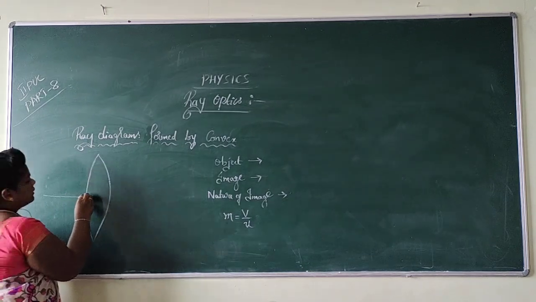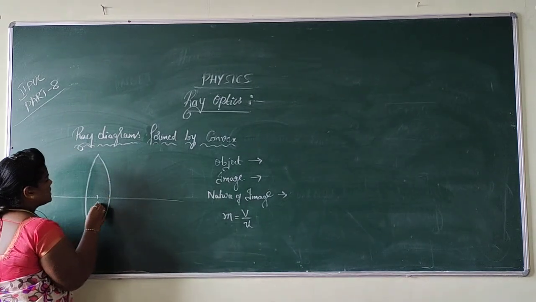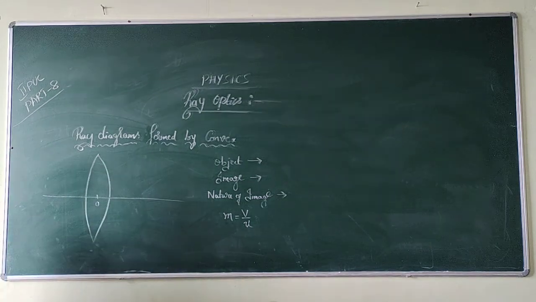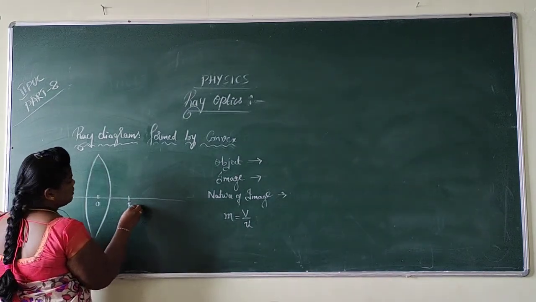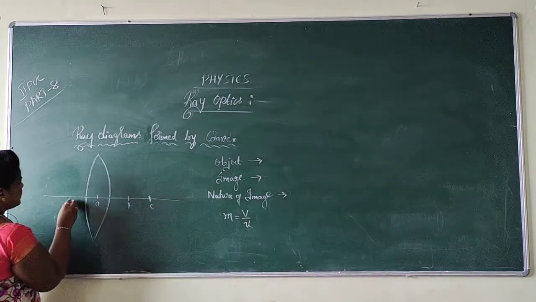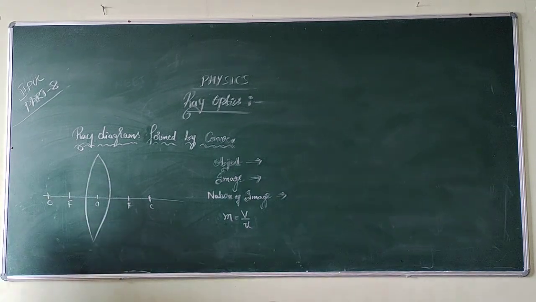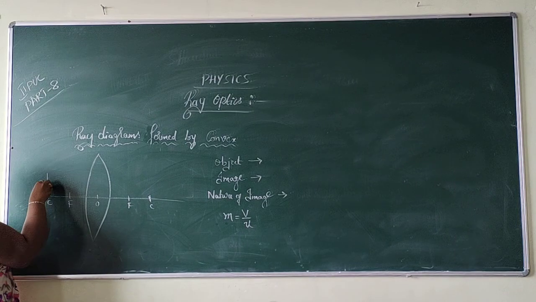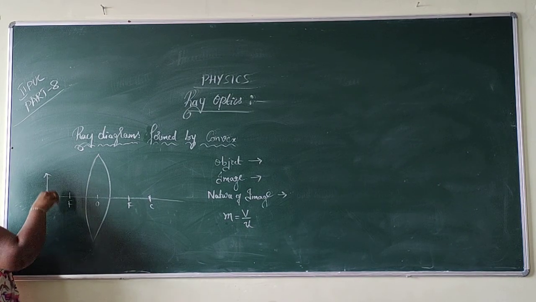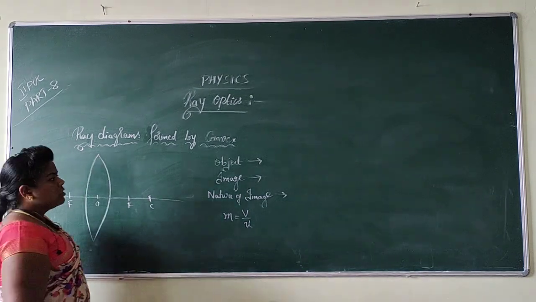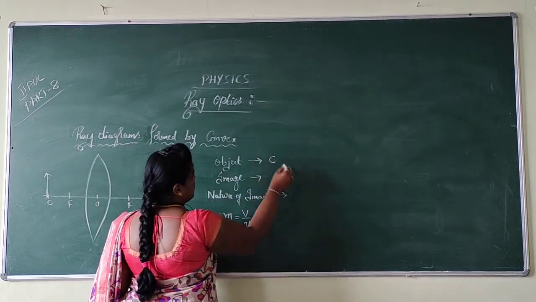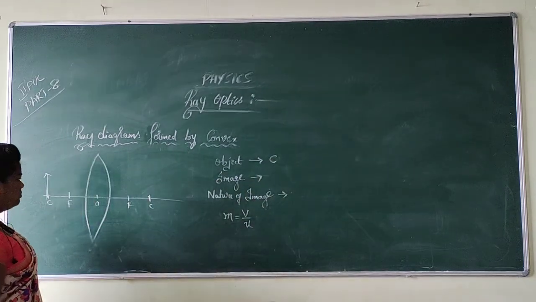Again I am going to write the same lens with an optic center. So it is having principal focus, center of curvature. I am writing the principal focus and center of curvature on both the sides. Now I am going to place an object at center of curvature. So where is the object? Object is at center of curvature.